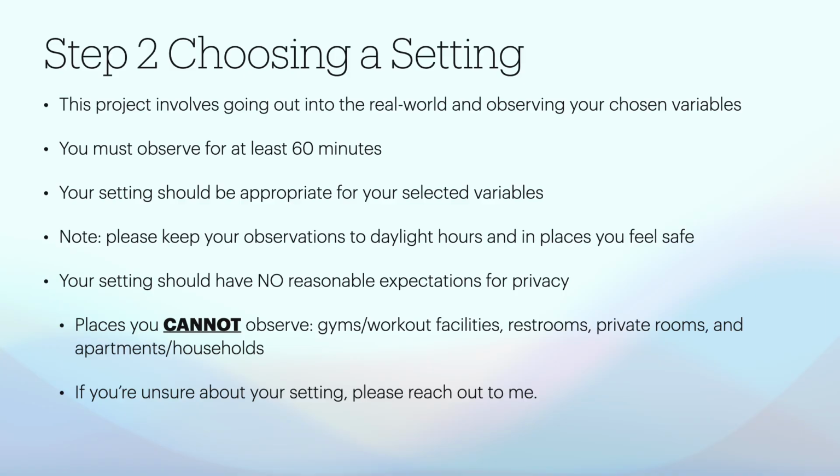So I do want to highlight there are places you absolutely cannot do observations in. Gyms and workout facilities are one. Restrooms are another. Any sort of private rooms, so rooms that somebody's rented out or reserved specifically for their group, you cannot make observations there because those are not public areas. And apartments and households. So you cannot make observations in your own apartment or your own household or somebody else's household, because there is a reasonable expectation for privacy when somebody is in their own home.